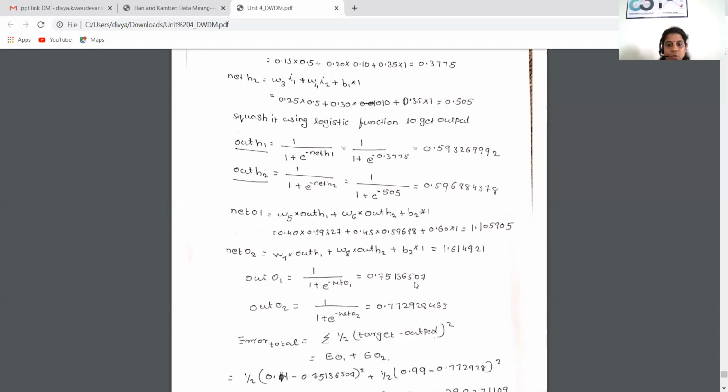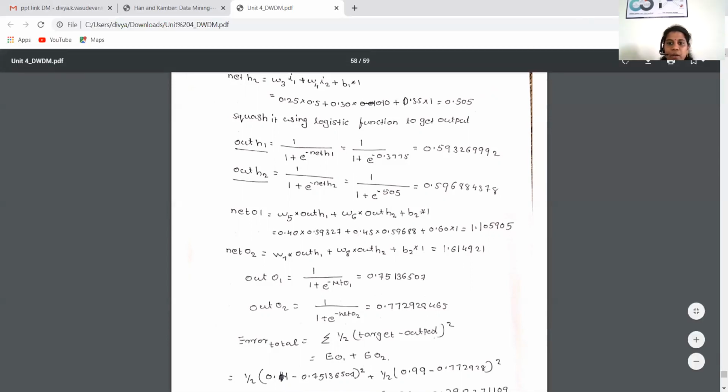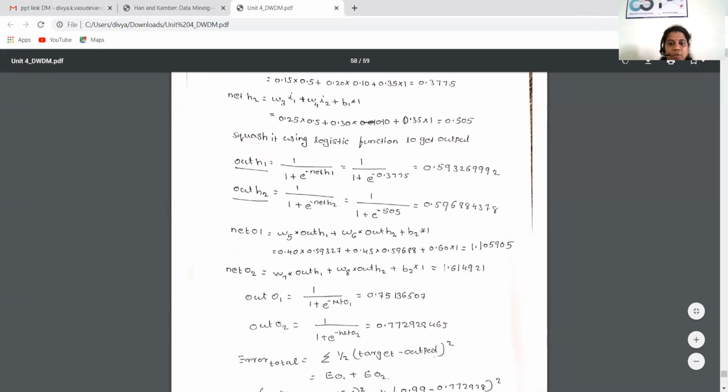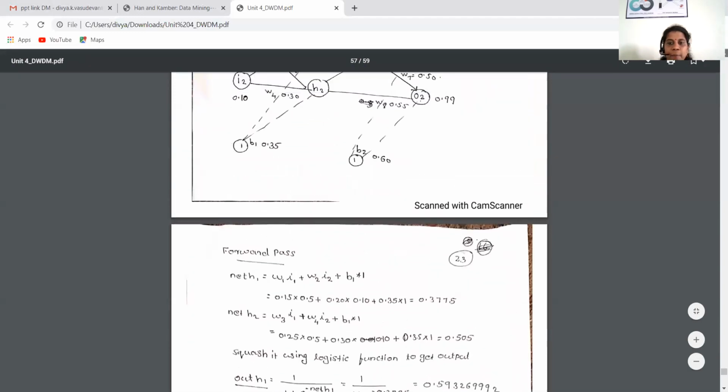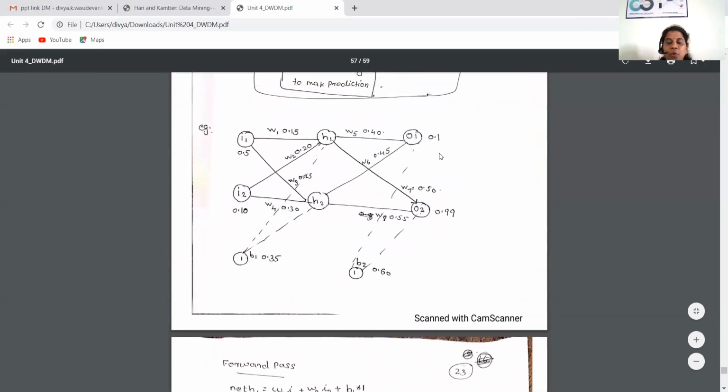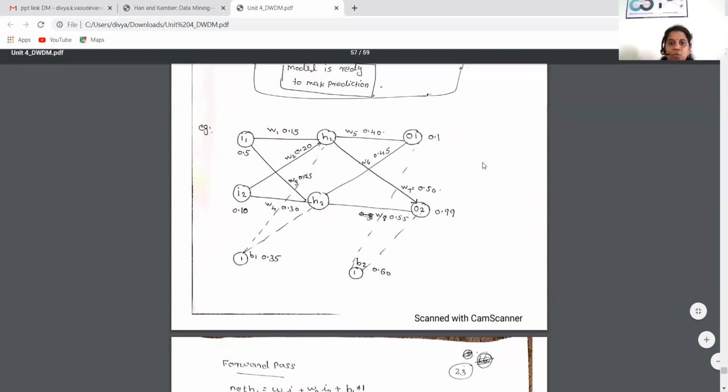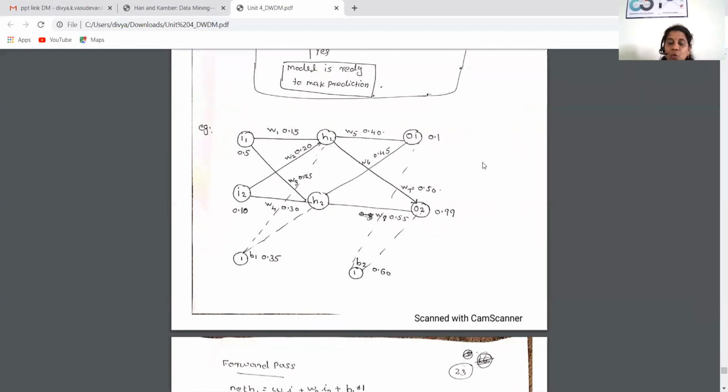So whatever procedure we described now is known as the forward pass. Right? So we calculated O1 and O2 as 0.75 and 0.77. But the actual values of O1 and O2 are 0.1 and 0.99. What we got is 0.75 and 0.77. So there is a variation, right? So the procedure we did is known as the forward pass of back propagation.